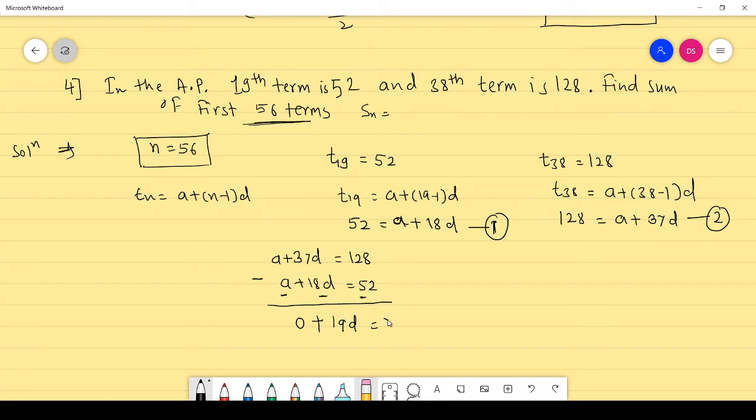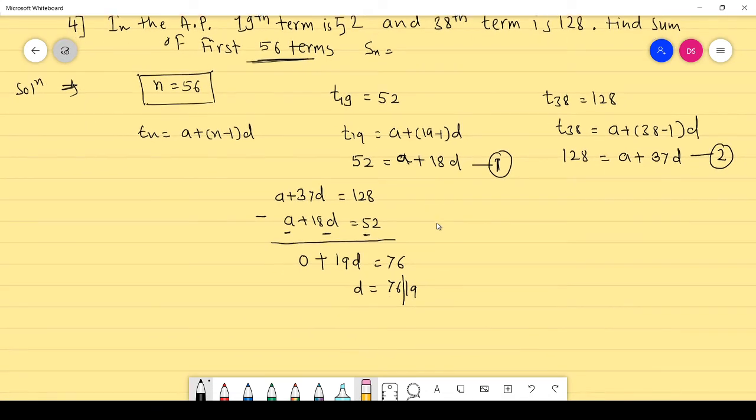How much? That is 76. So D is equal to 76 by 19. Right? 76 divided by 19. So you will get the value of D, that is equal to how much? D is equal to 4. Right? So you got the value of D.